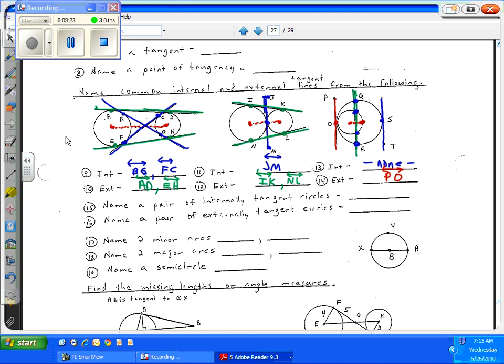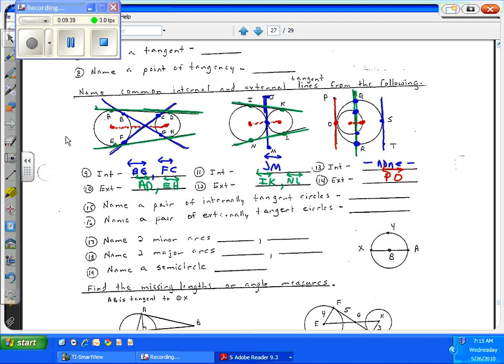So a common tangent line is a line that is tangent to two coplanar circles. It is said to be internally tangent if it passes through the segment of centers. It is said to be externally tangent if it does not pass through the segment of centers.